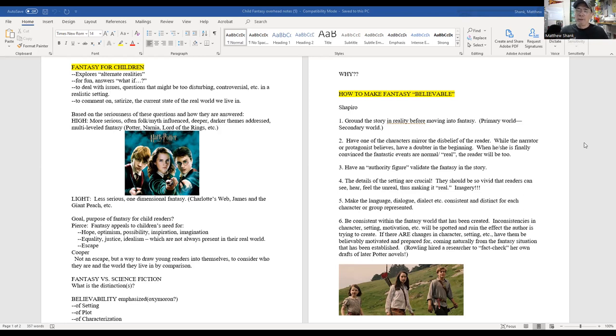First of all, ground the story first in reality before moving into fantasy. So you may notice in a lot of fantasy works, it doesn't start with a fantastical world.